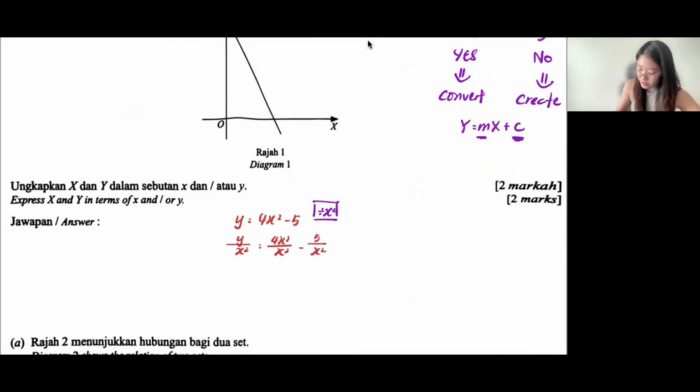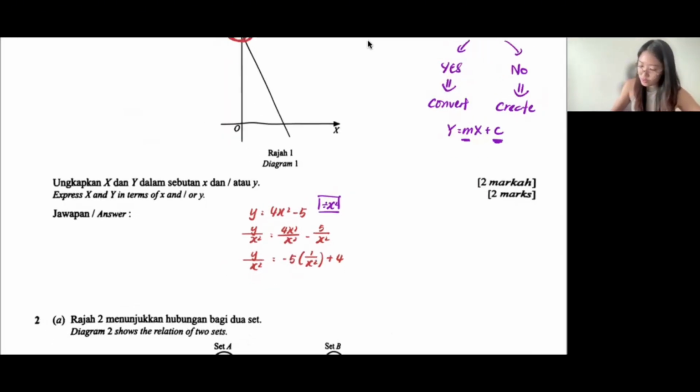Then you have to rearrange it. Y over x squared equals negative 5, I'm splitting it with 1 over x squared, then here you will have plus 4. So 4 has to be alone. And for negative 5 over x squared, you have to split it out so you can see what is your gradient and what is your x clearly. X has to be only x, cannot have numbers with it unless it is 1 over something.